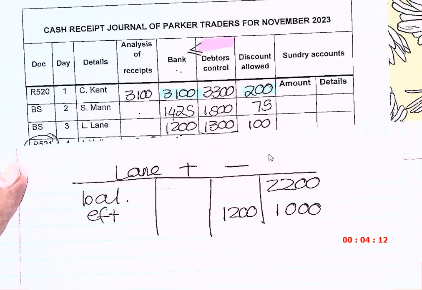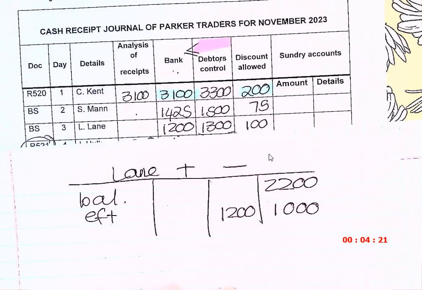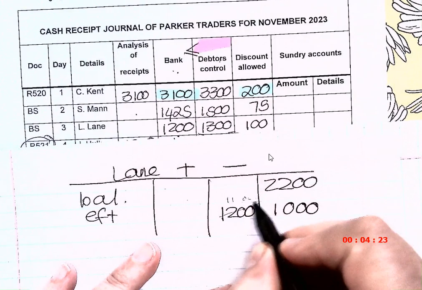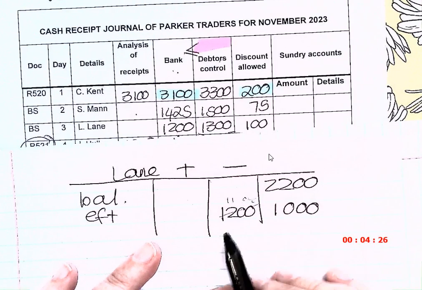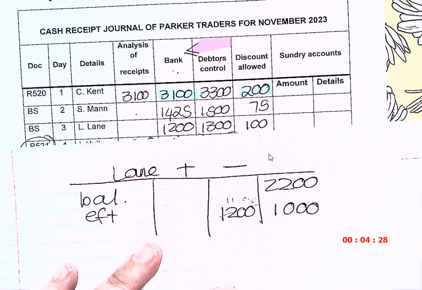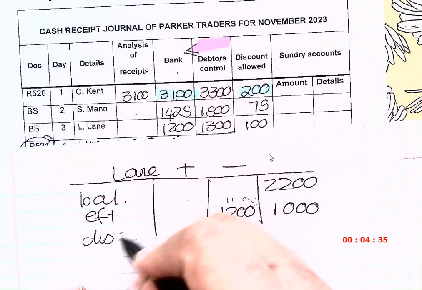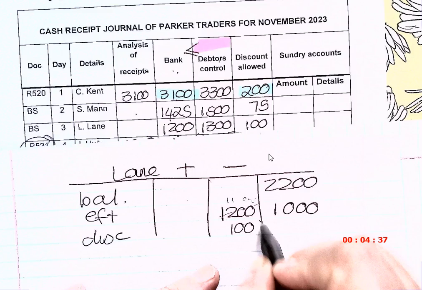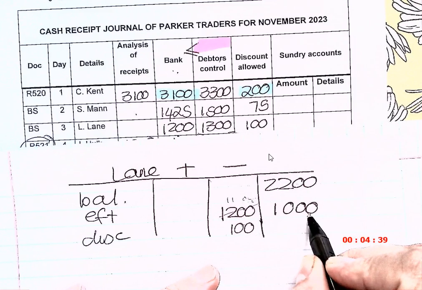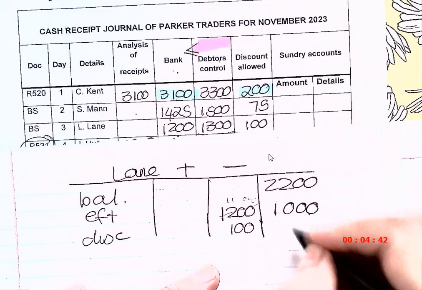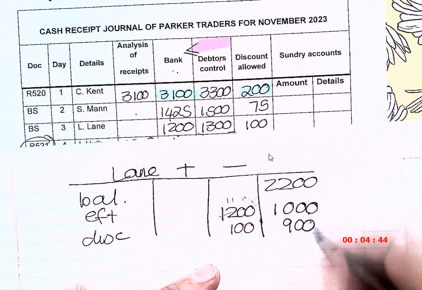Now they say, oh, you know what? We also then allowed 100 Rand discount. Can you see? I'm not going to go now and say, oh, let's make this 1,100. I'm not going to do that. That 1,200 is already in my books. It's already in my bank. But now I say, because you paid early, I'm going to give you a discount of 100. Meaning you don't owe me 1,000 anymore. You now only owe me 900.